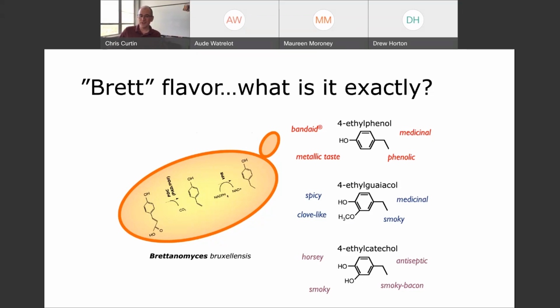Brettanomyces is not unique in having the capability to make the ethyl phenols, but in terms of the organisms that show up regularly in wine, it's the culprit. It's the one that has that activity and is responsible. So mostly that's what we're talking about in terms of Brett flavor. It's the impact of these compounds.